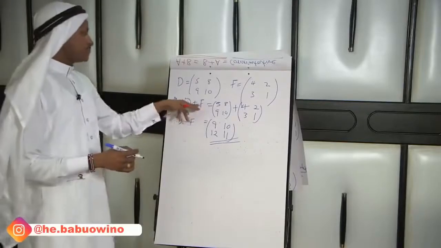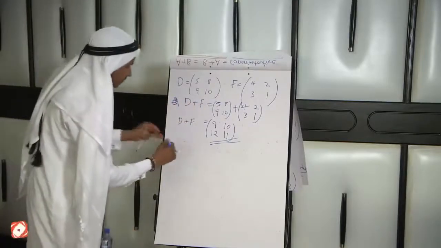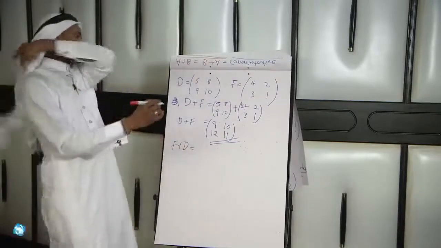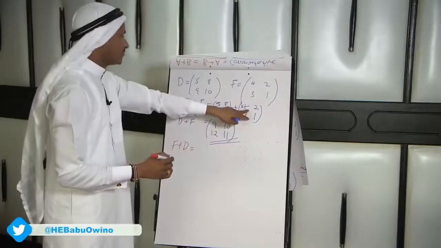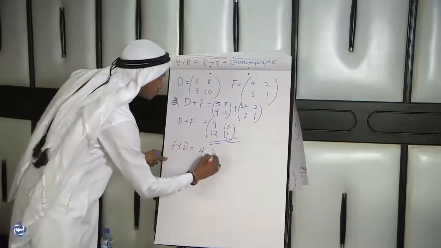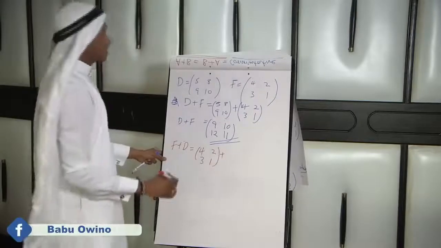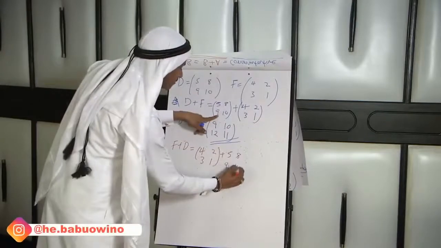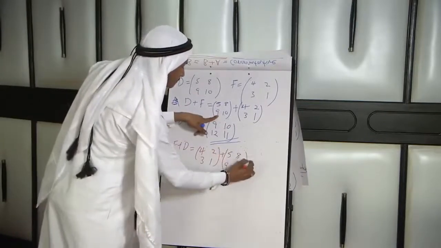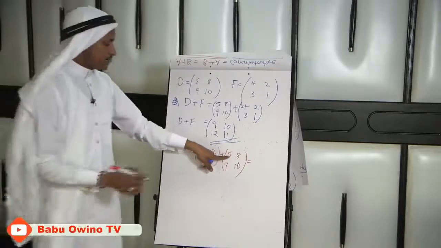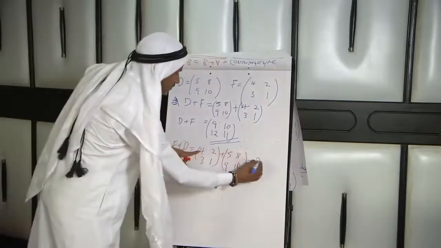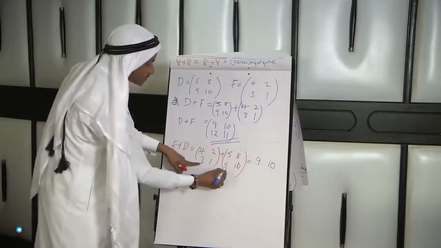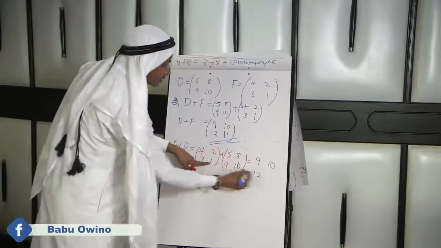What if we want F plus D? So suppose we want F plus D. What do we get? We start with F, which is 4, 2, 3, 1, plus our D, which is 5, 8, 9, 10. First element added with the first element, you get 9. Plus 8, you get 10. 3 plus 9, you get 12. 1 plus 10, you get 11.